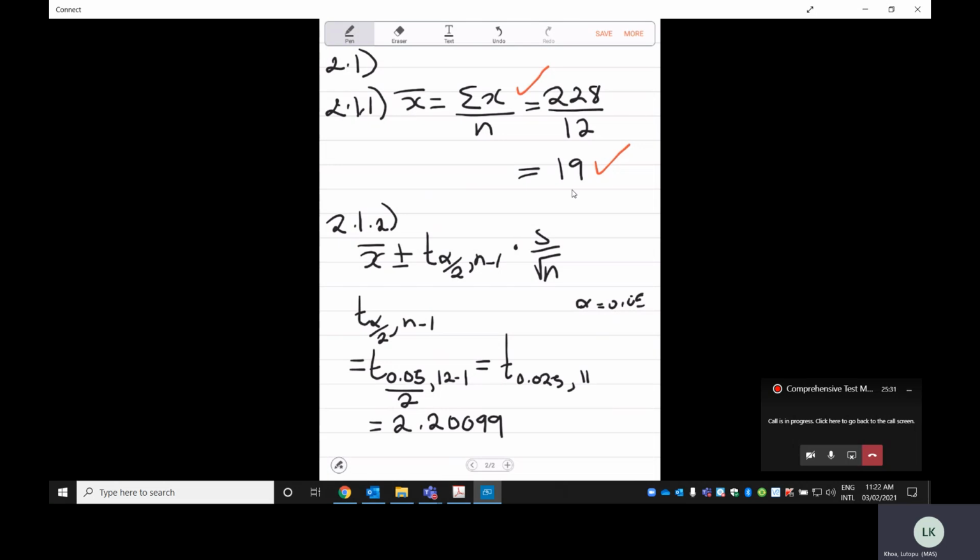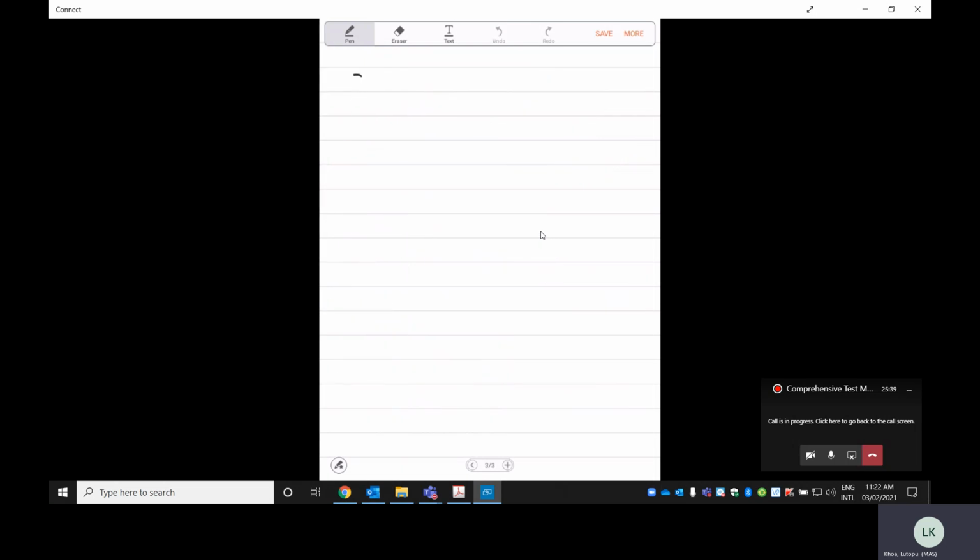2.20099. And then the only other thing left is our standard deviation. So we know how to work out the standard deviation. We have the standard deviation is given by this big square root of the sum of the squares of all the individual elements minus the square of the sums divided by the number of elements you have. This is all divided by n minus 1.